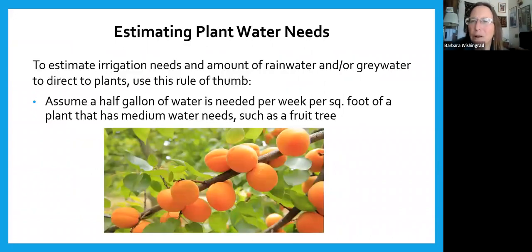And in terms of plant water needs, there are much more complicated ways to figure out needs for each plant. However, there's a general rule of thumb, which is pretty good for gray water: assume that a half gallon of water is needed per week per square foot of plant, a plant that has medium water needs, such as a fruit tree. And you can use that calculation to figure out how that 312 gallons that you have a week is going to be distributed in the landscape?